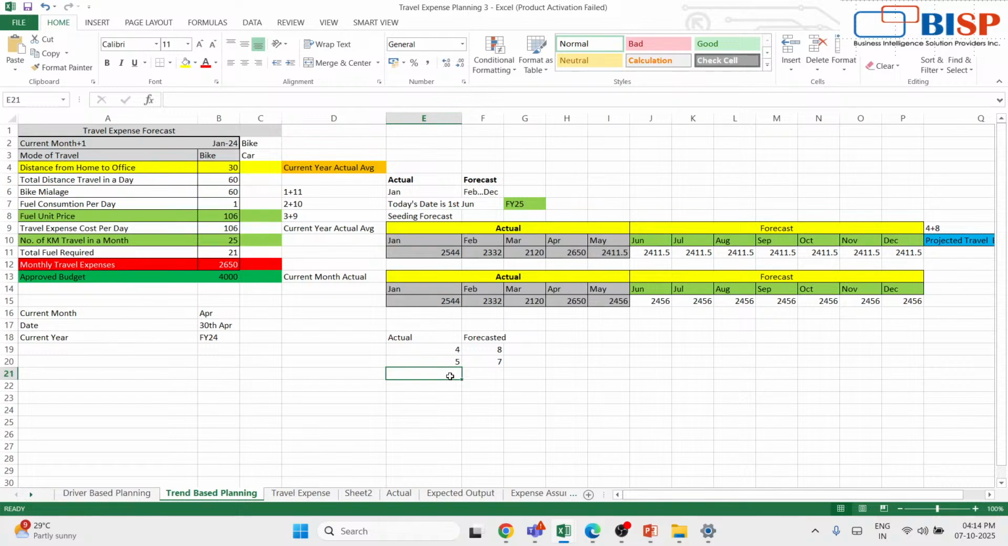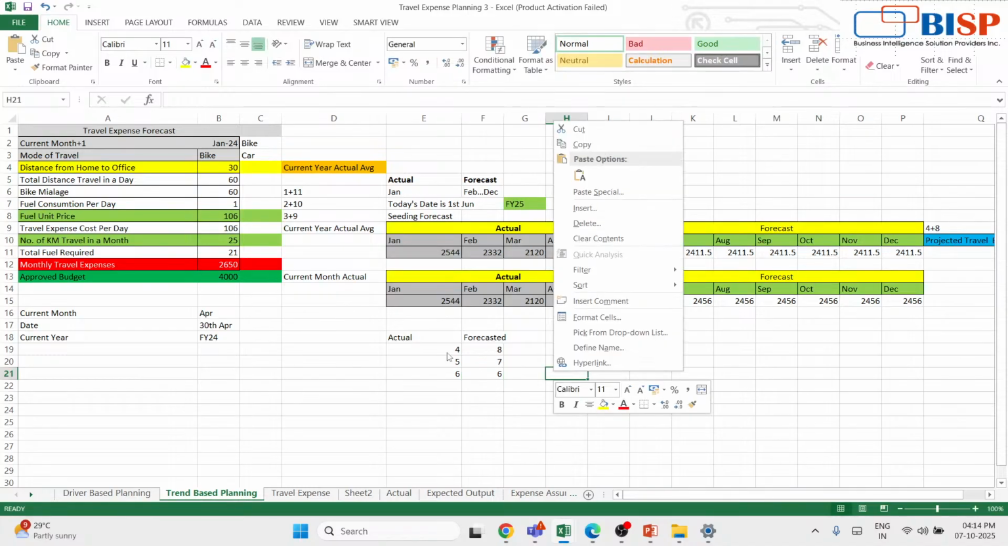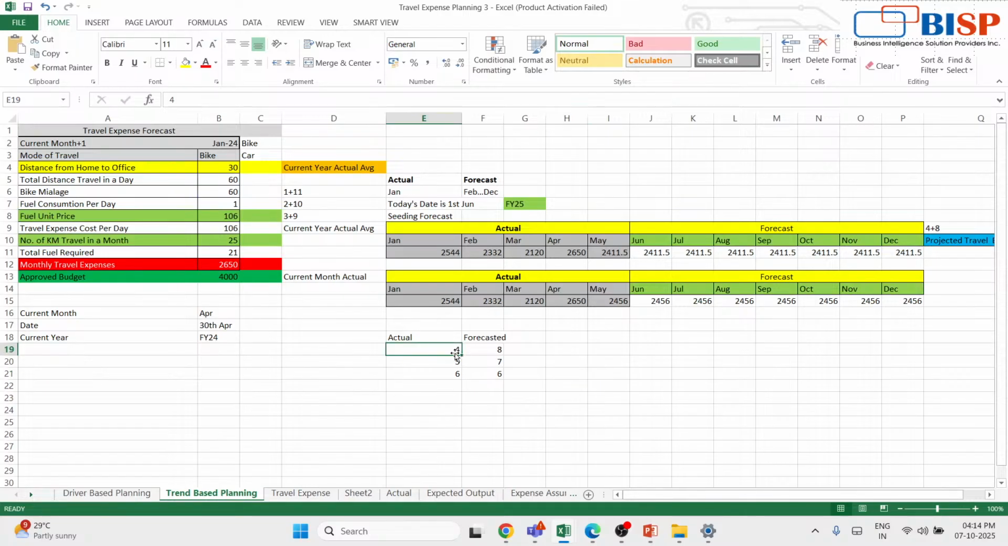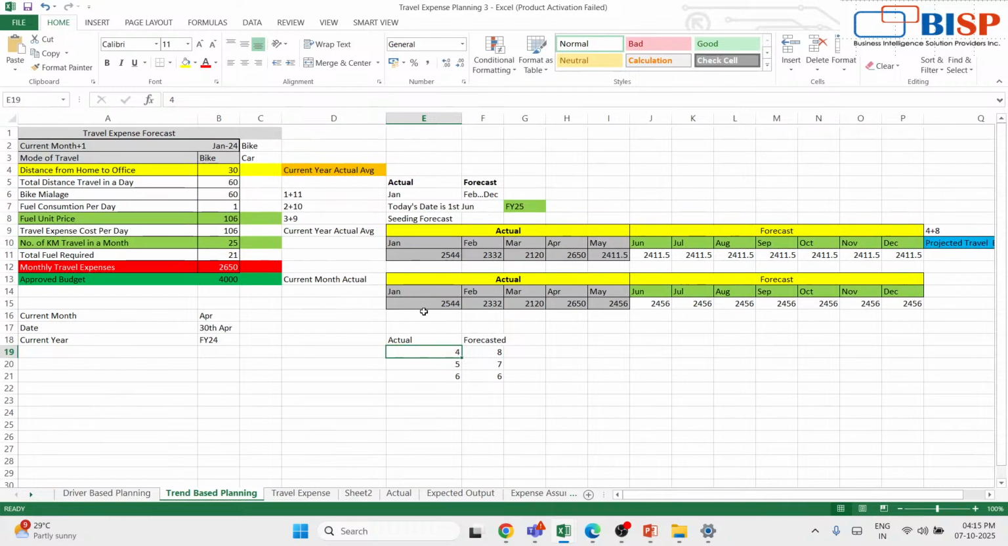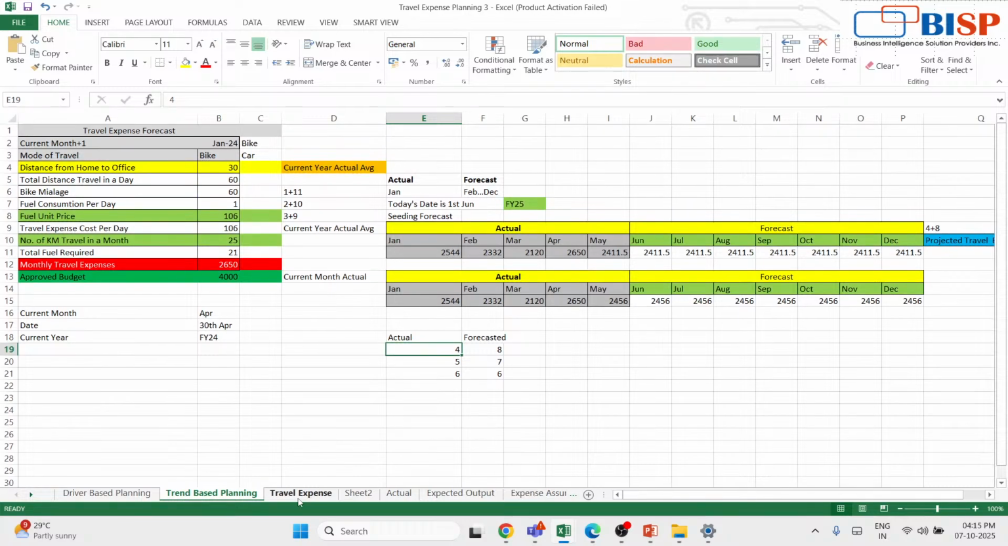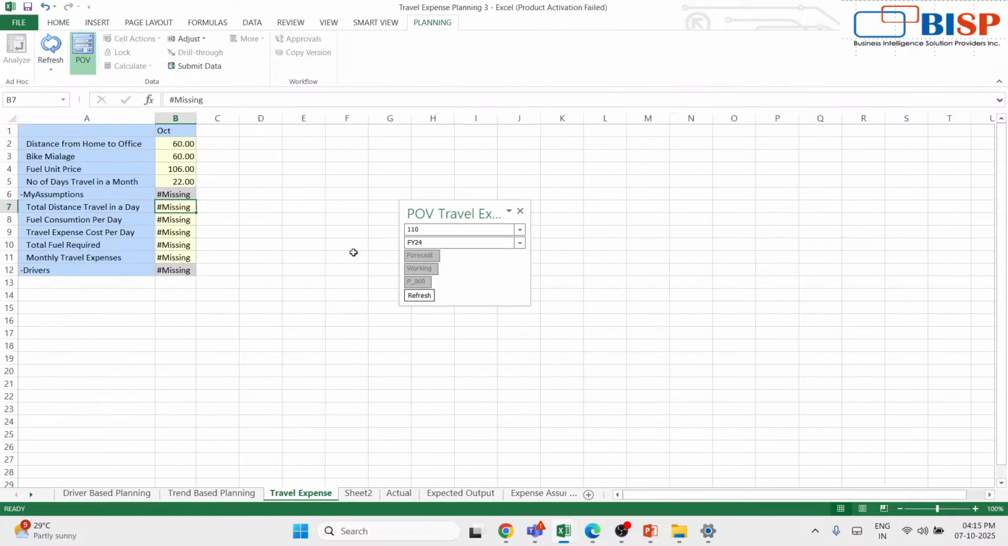We can take 6 months of actual or 6 months of forecast. We have to take the actual data first for forecasting the data of upcoming months. For this we have to do such things. Here the travel expense.